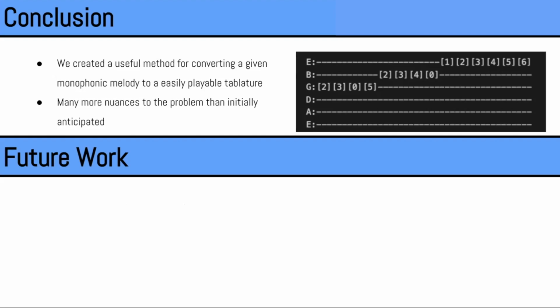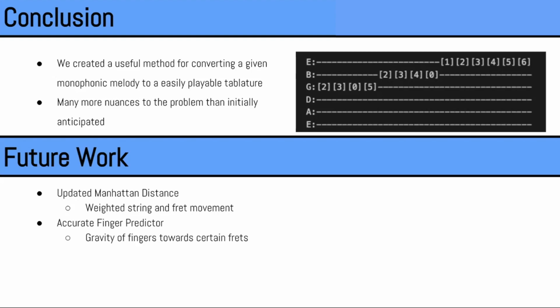Some things we're considering for future work are updating our Manhattan distance, maybe including string weights. Another thing we have to work on is an accurate finger predictor. Something that we don't consider is how far your hand can reach and whether your span is at 4 or can reach 1 above or 1 below. And one thing our finger predictor doesn't take into account is the actual comfortability of which fingers go where. So sometimes you'll end up with fingers being crossed, which is not necessarily helpful for efficiency and fast movement.